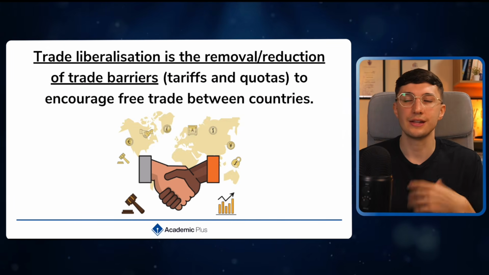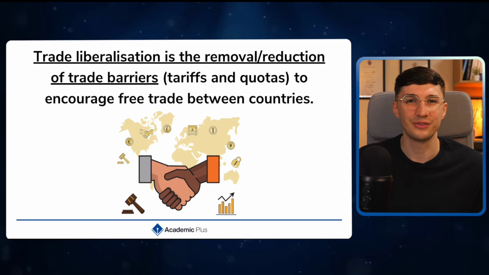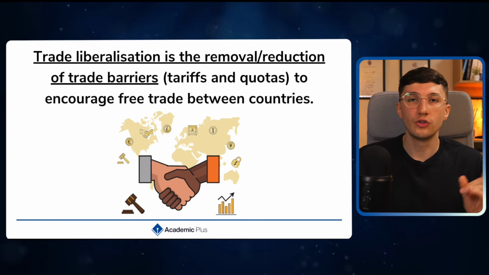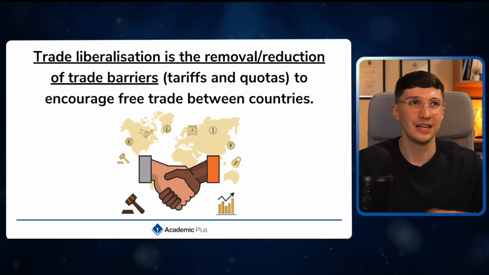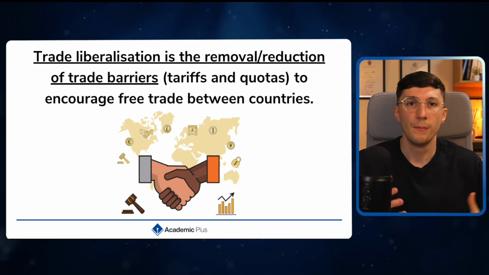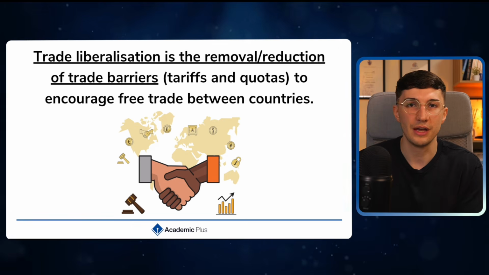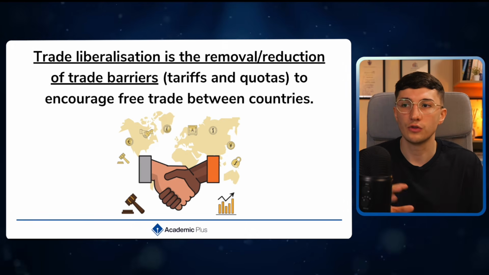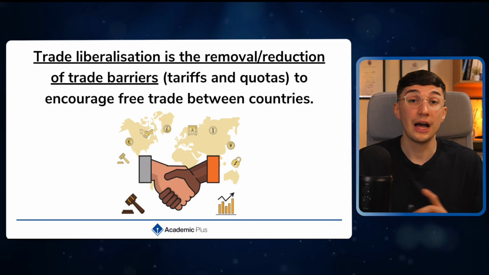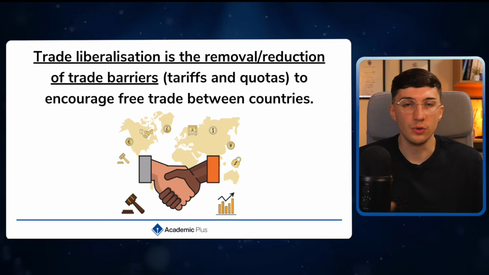First of all, trade liberalization. Very fancy way of saying the removal or reduction of trade barriers between different countries. And once again, we'll look at this in a bit more detail later on in this revision video, because we're going to have a look at what protectionism is. But typically it's removing or reducing the amount of tariffs and quotas between different countries. It also allows as well for more freedom for people to move across borders.